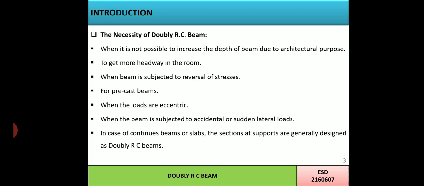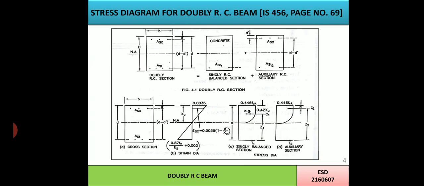For precast beams, when the loads are eccentric, that means not acting at the center, that is, we can say not axial load. Next, when the beam is subjected to accidental or sudden lateral loads. And last, in case of continuous beams or slabs, the sections at the supports are generally designed as WRC beam. So these were the requirements, or we can say the necessity, of the WRC beam.